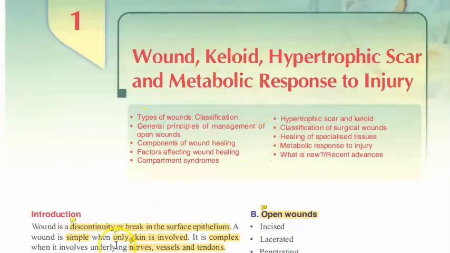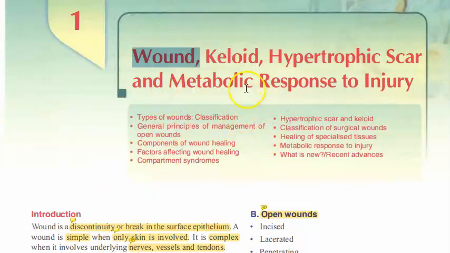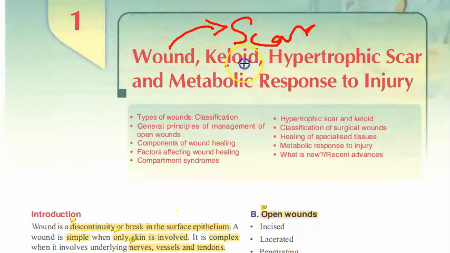Hello people, in this video let us look at wound, right? So basically wound healing, factors affecting, classification of wound, that's what we will look at. Then what happens after wound heals, right? It can leave a scar. So that scar can be either keloid or hypertrophic scar. We'll look at that. So let's get started with this chapter.